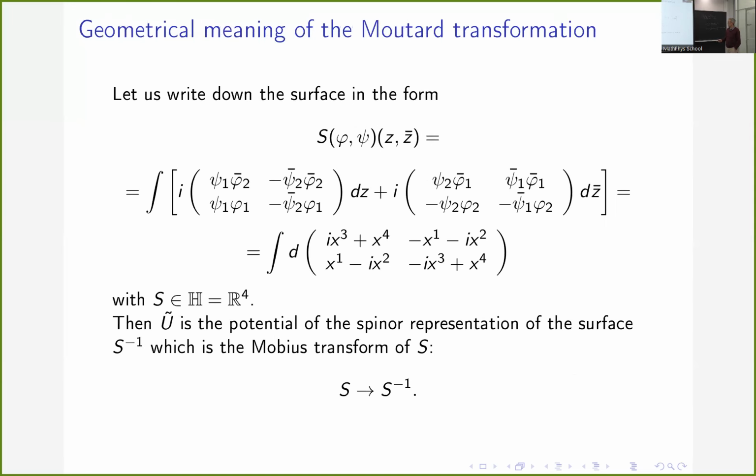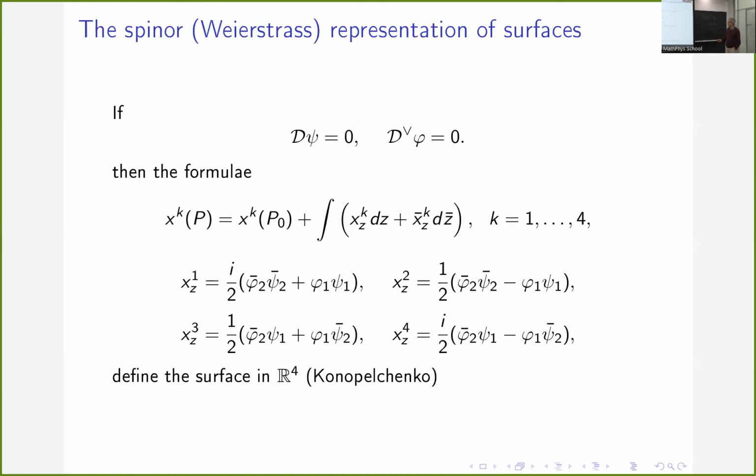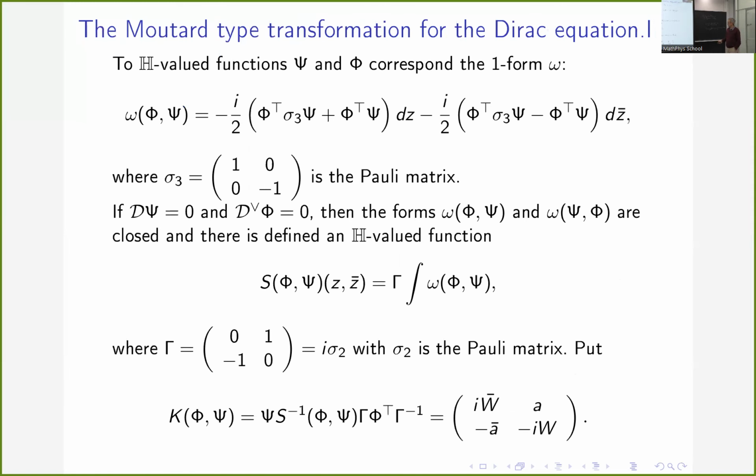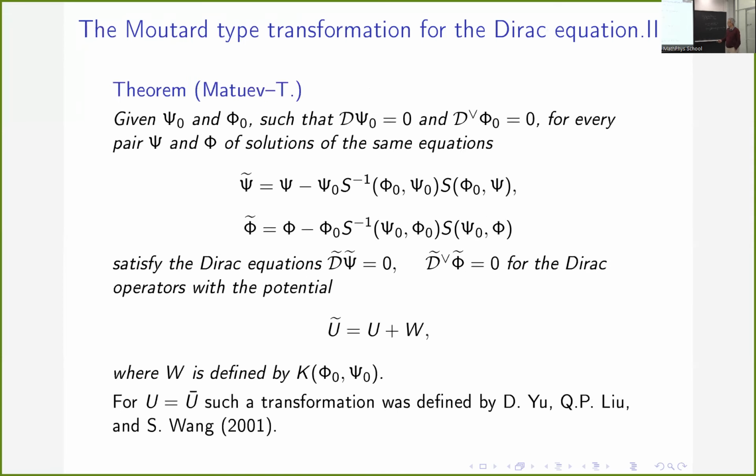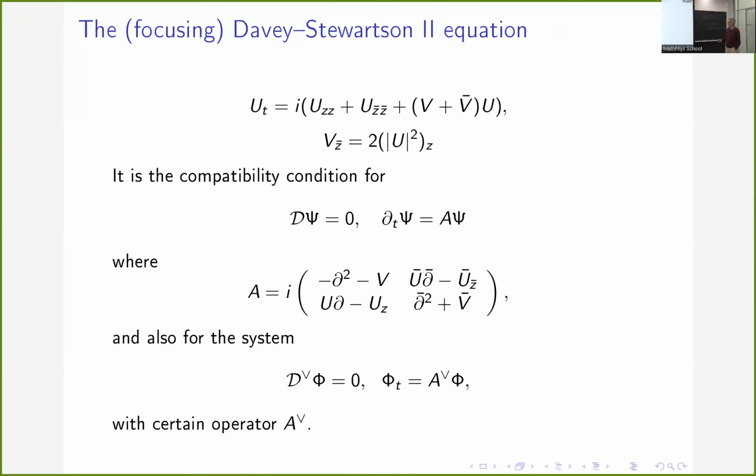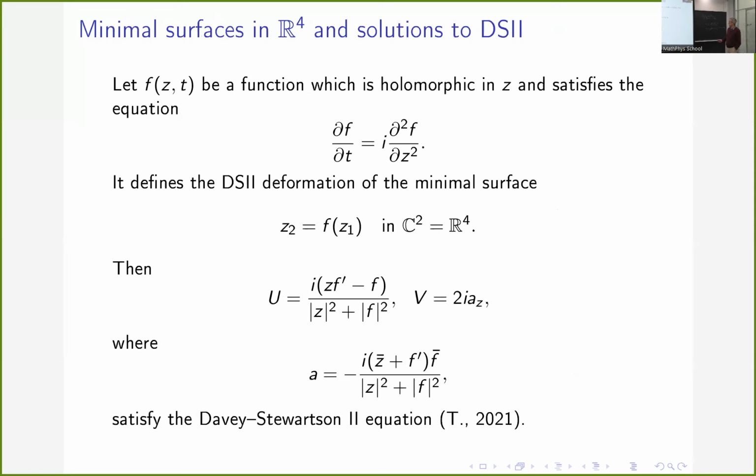Now in the four-dimensional case, this term A from this matrix is also becoming important. In the three-dimensional case, it's not important. And for every holomorphic function f which satisfies this equation, holomorphic in Z and also smooth in T, this is a solution of the Davey-Stewartson equation. It's a very simple solution.